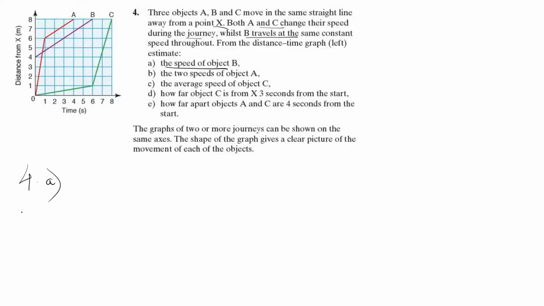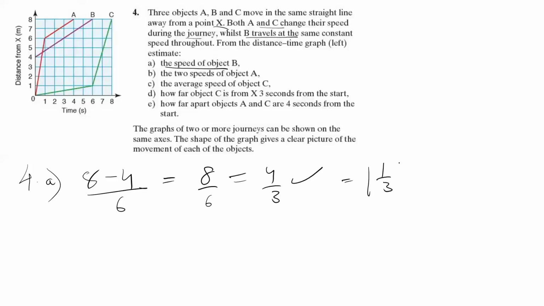I got 4/3, which is 1.3 recurring. Right. So it should be 8 minus 4 divided by 6, which is 4/6... sorry, 8 minus 4 over 6, which is 4/3. Yep, it's 1 and 1/3. Perfect. Part B: the two speeds of object A. So there's one speed over here and one over here.